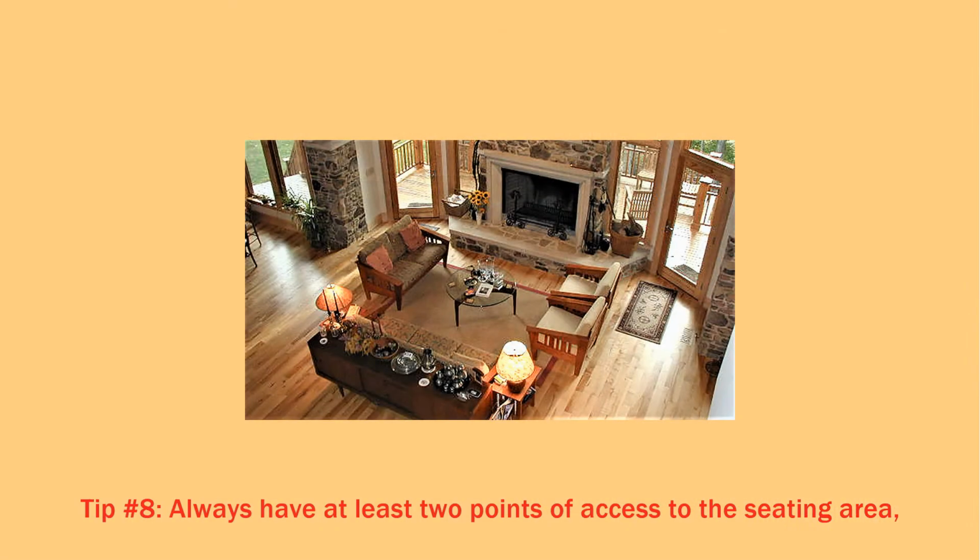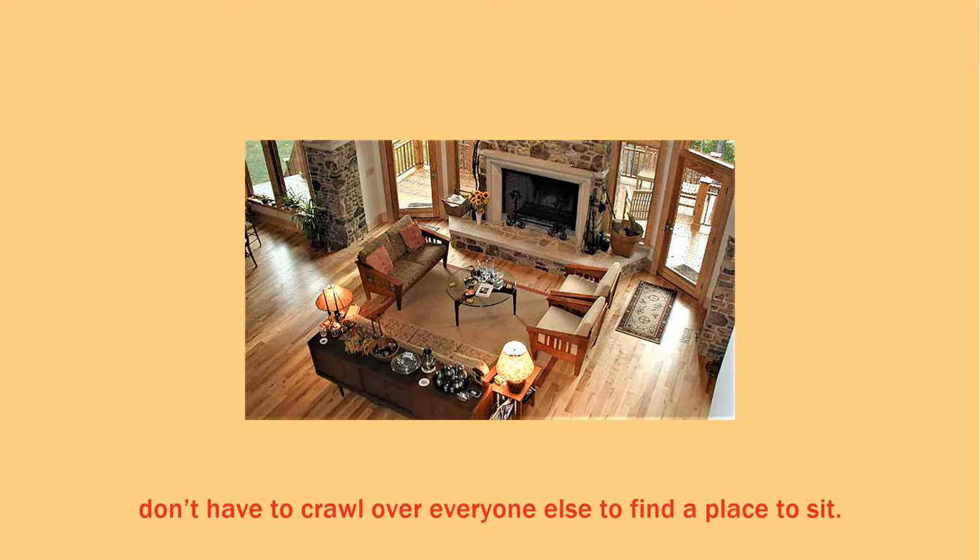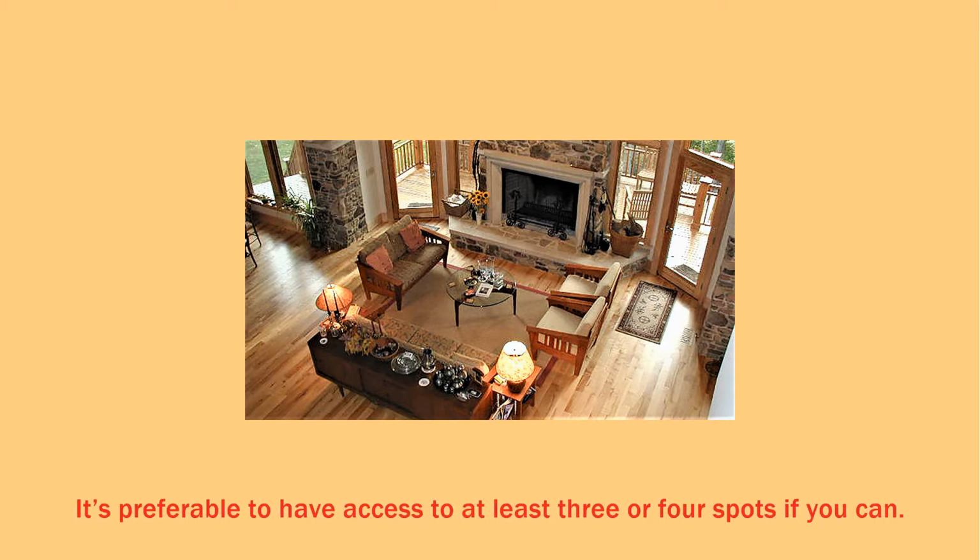Tip number 8. Always have at least 2 points of access to the seating area, one on each side of the group, laying out the furniture so that people don't have to crawl over everyone else to find a place to sit. It's preferable to have access to at least 3 or 4 spots if you can.